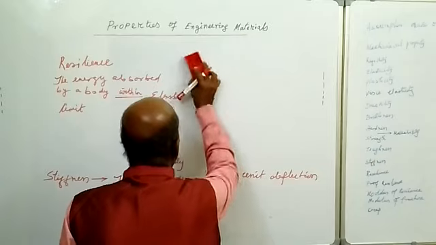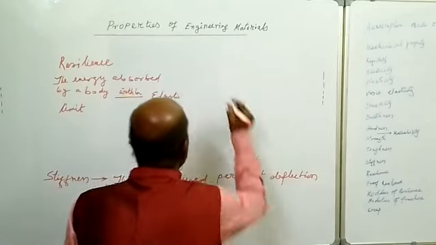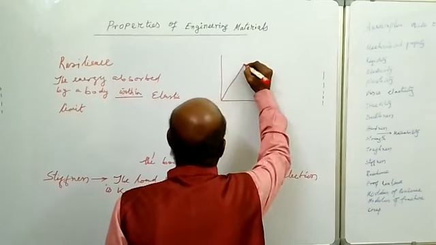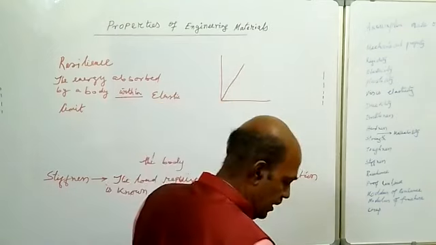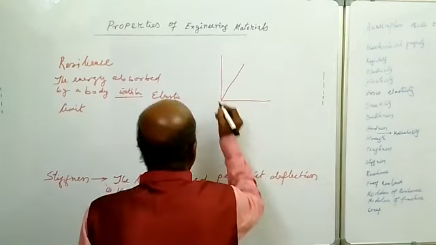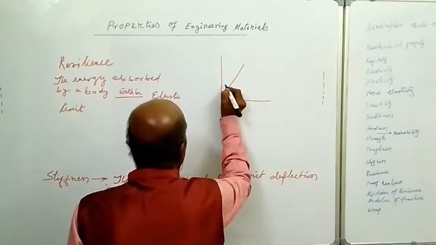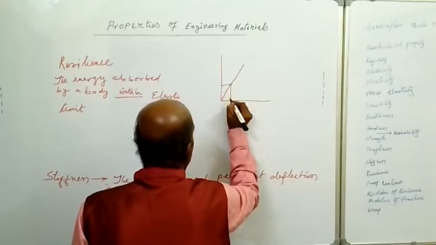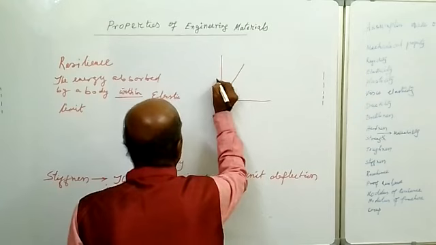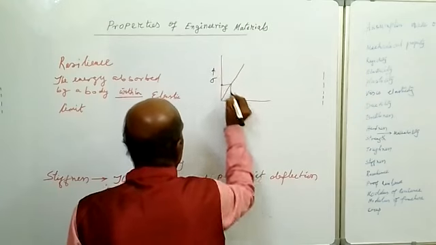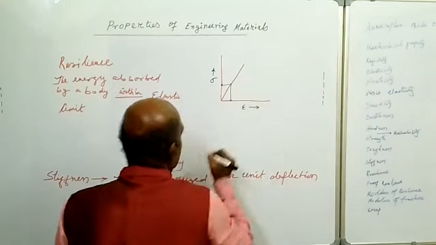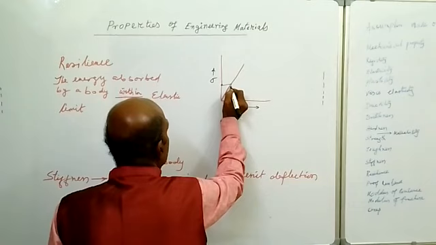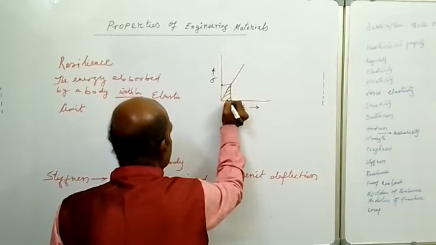Now if we see the stress strain diagram, say this is the stress strain diagram of a body, and within elastic limit the curve will be a straight line. Now if the body is loaded up to this point, this will be the strain developed in the body. So this is the strain developed and this is the stress. This side indicates the stress, sigma. The energy absorbed by the body up to this is given by this area.